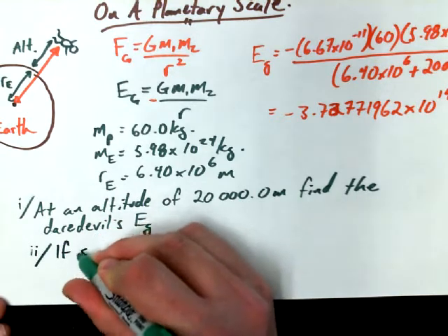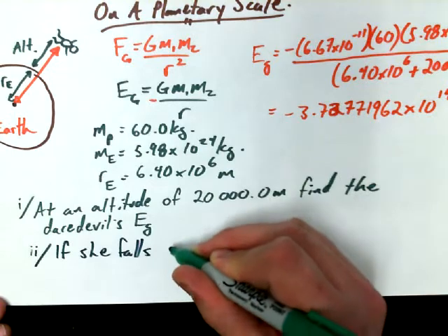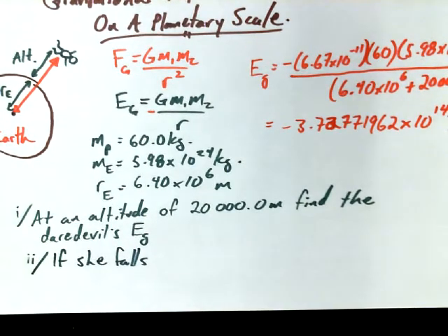If she falls, oh, why did I put Newton? It's Joules. Did I call this daredevil a he? Oh, no, let's make this equal opportunity. I mean, ladies can do crazy things too. Exactly. She's going to fall from this great height.